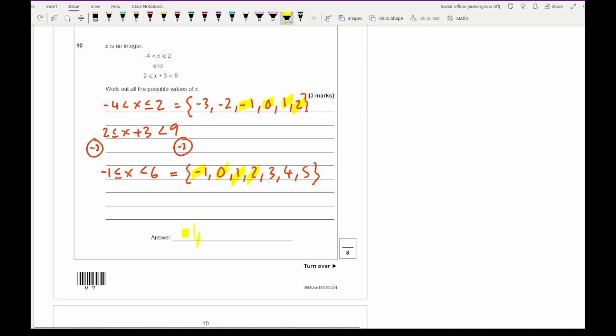Oh, I don't know why I'm trying to write in highlighter there. Get rid of that. So the answer is going to be minus 1, 0, 1 and 2. Now if you wanted to be fancy and write it as an inequality, that's absolutely fine. So you can write your answer like so. But as long as you've written that list of integers, then that's going to be absolutely fine.